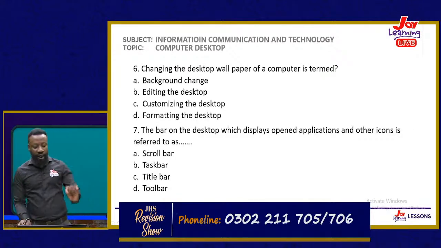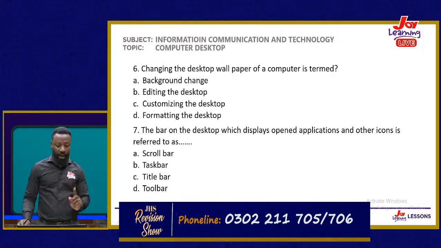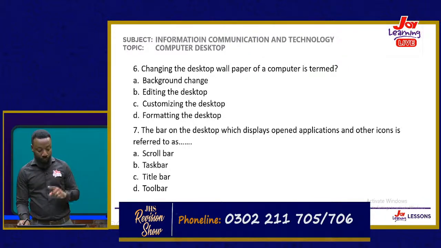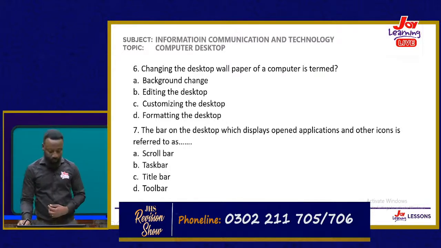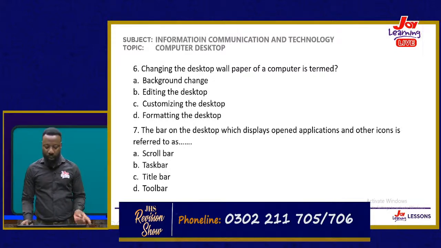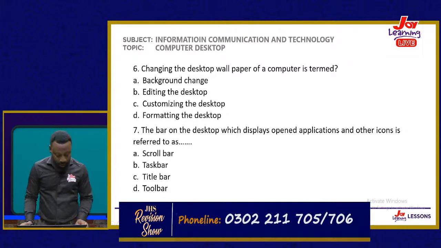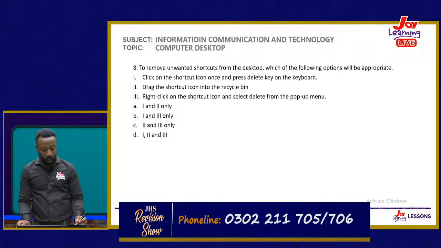Question 6: changing the desktop wallpaper of a computer is termed A. background change, B. editing the computer, C. customizing the computer, D. formatting the desktop. Question 7: the bar on the desktop which displays opened applications and other icons is referred to as A. scroll bar, B. taskbar, C. title bar, and D. toolbar.